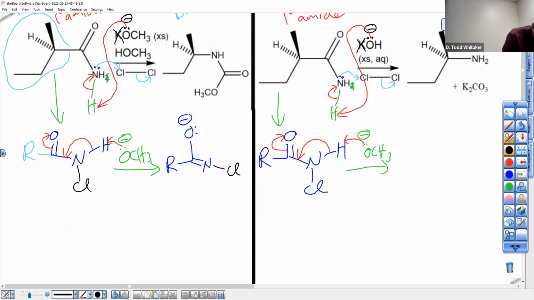For the second one, should that be hydroxide? Oh, you caught me. Thank you. Yes, the base was not OCH3. I was so convinced we were doing the same thing, right? Oh, yeah, knew that was going to happen today sometime. There we go. And generating the same species.